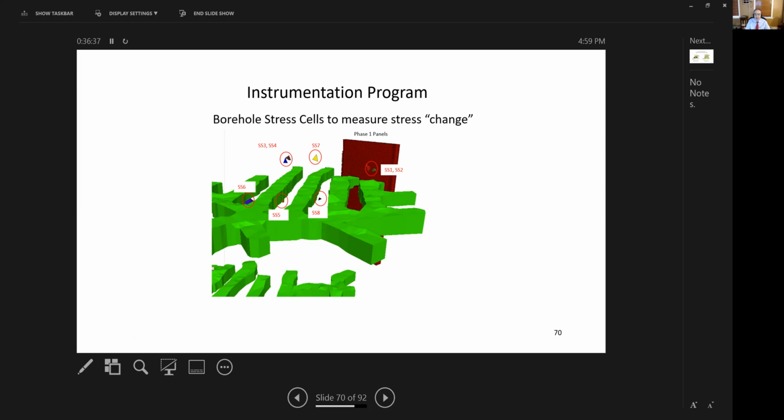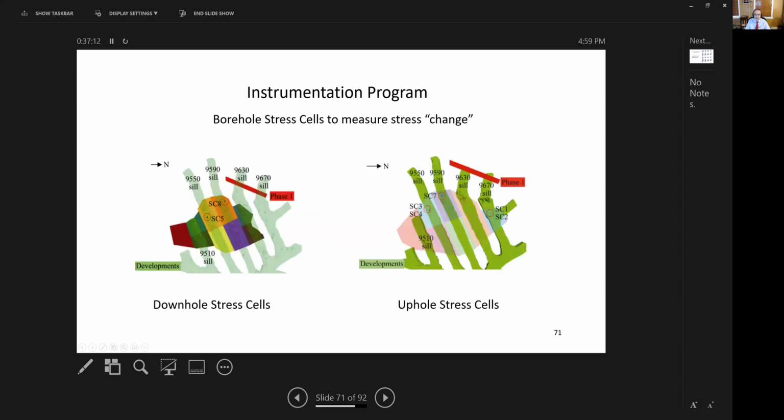So drill a hole in the floor or in the back, secure a stress cell, bond it, glue it, and leave it to measure the stress change. So you cannot measure the stress actually at the time you install it. However, if you do it early enough before distressing and mining, then the stress cell will record any changes happening to the ground. What you see here is a 3D view showing the locations of the stress cells. Some of these stress cells were downhole, others were uphole. And the purpose, as I mentioned, is to measure the stress change.